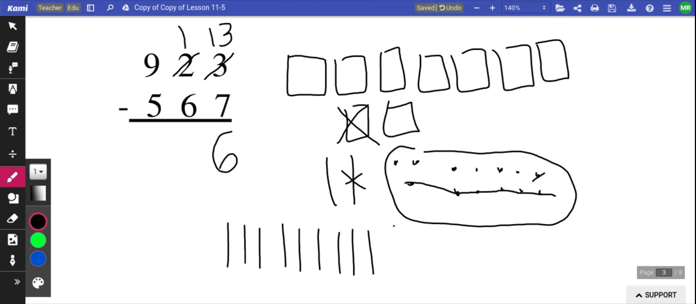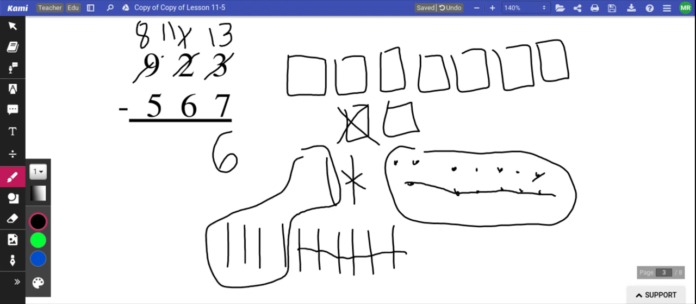Awesome. So we took him away. He became an 8. And then this one becomes an 11. We've got 11 tens. So now I can take away 6 of those tens. 1, 2, 3, 4, 5, 6. And I am left with 5 tens. Okay. Now I've got 800s, and I'm taking away 500. 1, 2, 3, 4, 5. And I am left with 3.